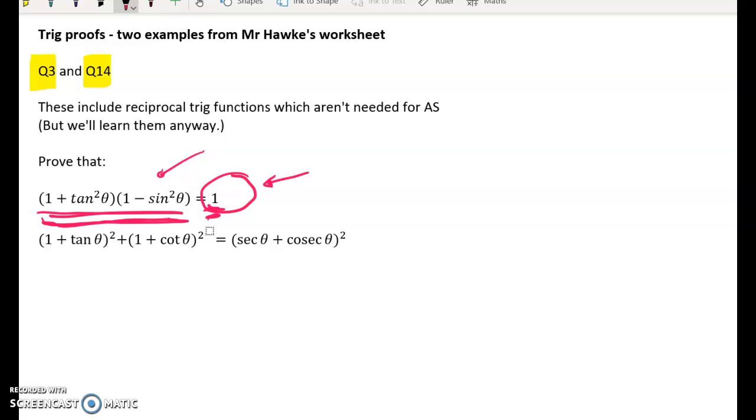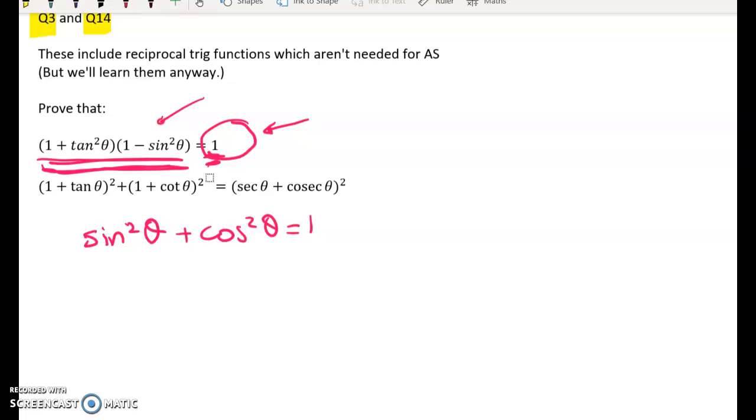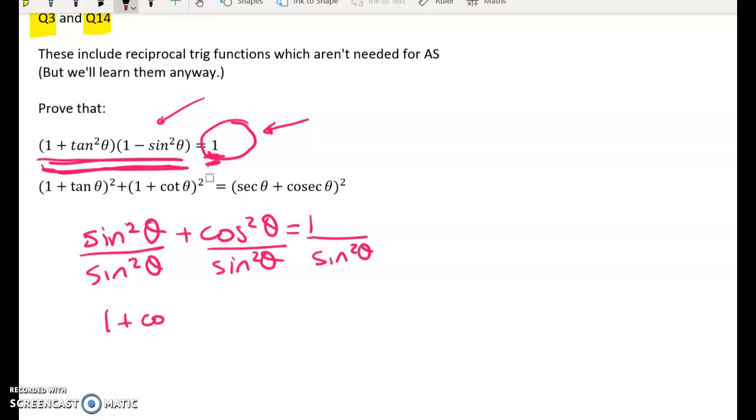Okay, so this time I'm going to be using more than just my basic identity. So we're going to start by having a look at what we've got. We've got sine squared theta plus cos squared theta is equal to 1. But remember, we can generate some more identities by dividing through by, first of all, sine squared theta everywhere. We get 1 plus cot squared theta is equal to cosec squared theta. Right, so that's my first kind of second Pythagoras identity.